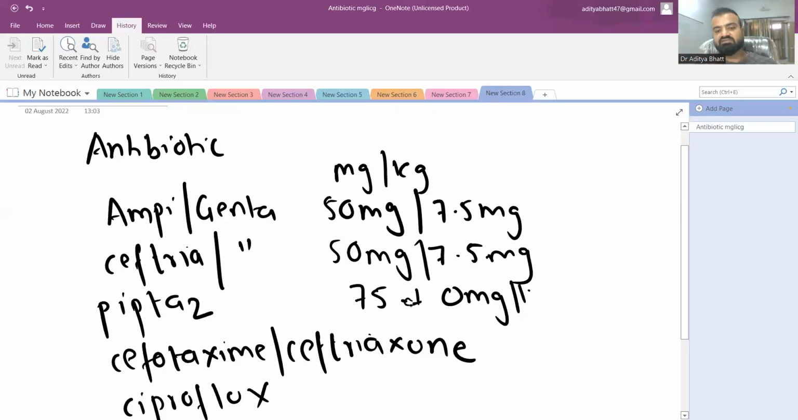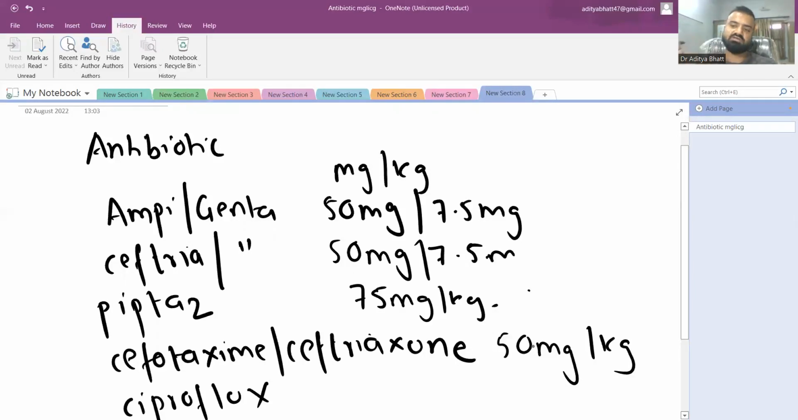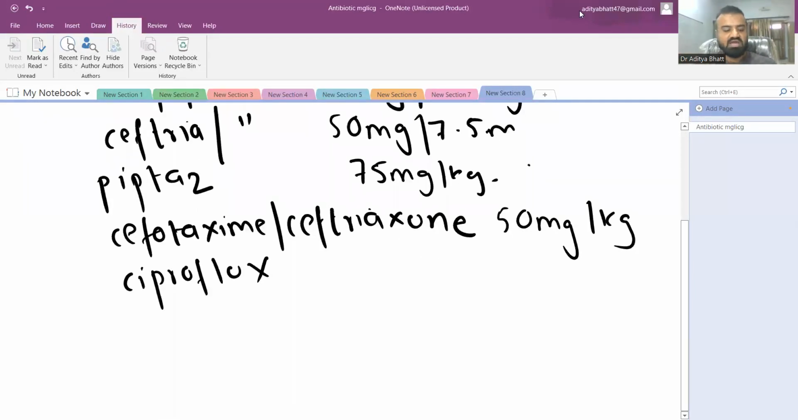75 mg per kg you can give QID or TDS. And for cefotaxime, you have to give 50 mg per kg QID for meningitis; if no meningitis, then you give it TDS, 3 times a day. Ciprofloxacin, given for dysentery, is 10 mg per kg BD. So that is the fixed dose of ciprofloxacin. If there is a severe case, you can give ceftriaxone, metronidazole. So these are the antibiotics.